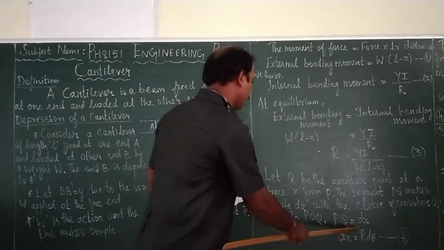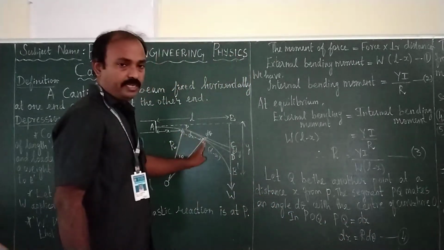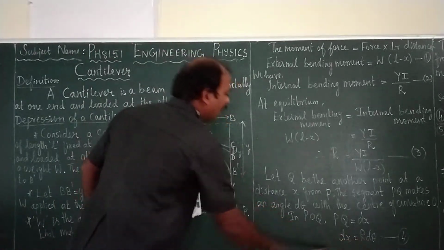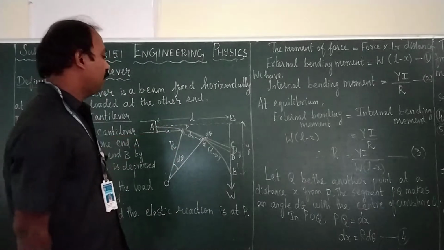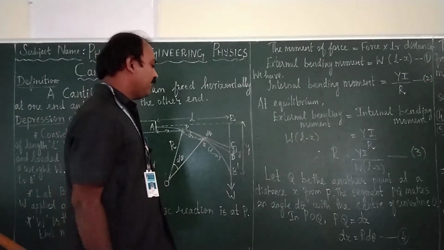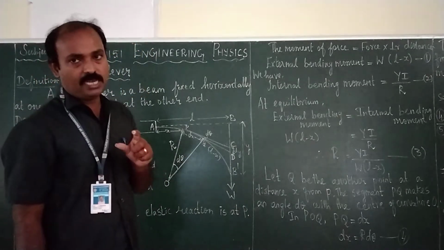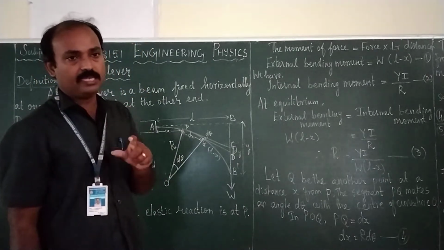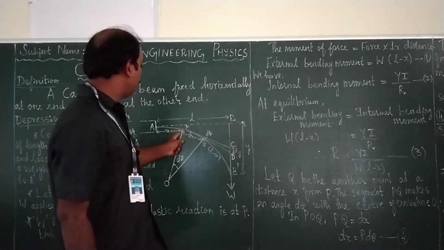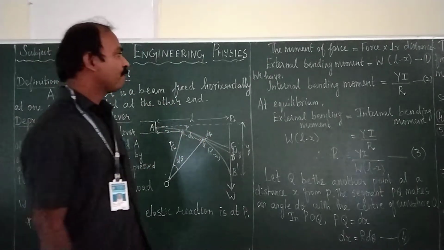That means PQ is equal to dx. Then dx is equal to r into d theta, as per the arc length formula. So dx is equal to r into d theta. R is the radius of curvature. D theta is the angle subtended by the lines P and Q which meet at the point O.